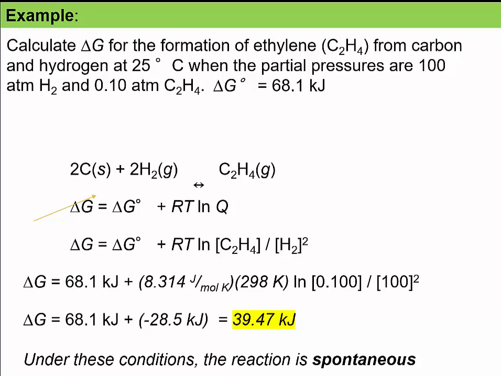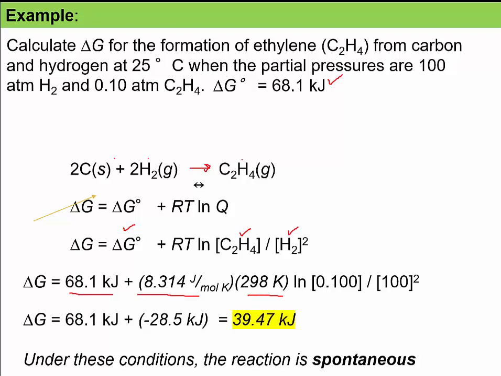So for our reaction where our carbon is reacting with the hydrogen to form the ethylene, we're going to use our equation delta G is equal to delta G naught plus RT ln Q. We already have the delta G naught. We calculated that up before. And we're going to do RT ln of Q as products over reactants. So we'll get 68.1 kilojoules plus 8.314 joules per mole Kelvin times 298 Kelvin.